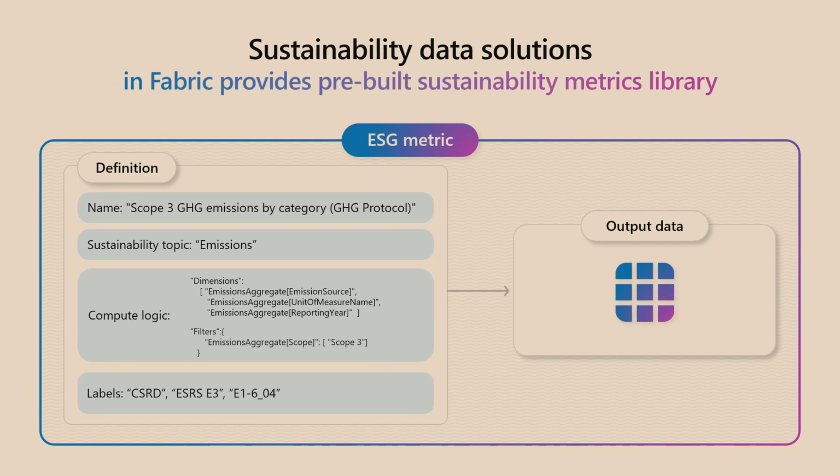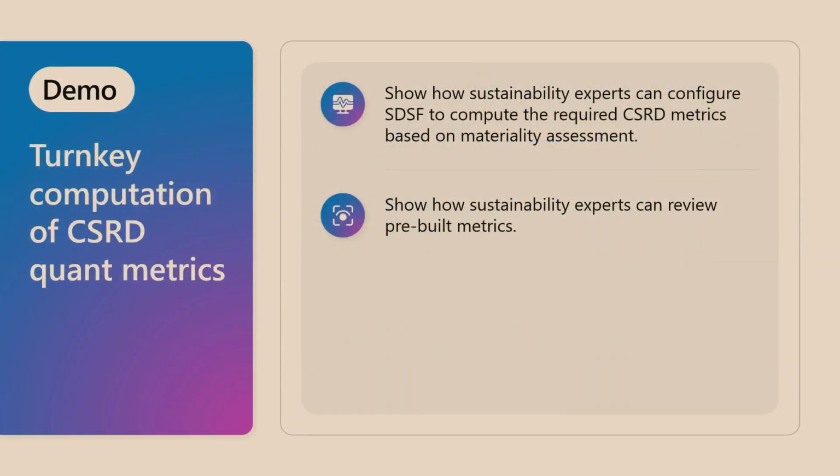And then there is an output format, which we need to attribute to various different disclosure requirements for various regulatory directives. We also help in labeling each of these ESG metrics, so that it helps in mapping to the appropriate disclosure requirement of a regulatory directive. So let's look at the demo of how a sustainability expert can configure these metrics and attribute them to some of the regulatory directives.